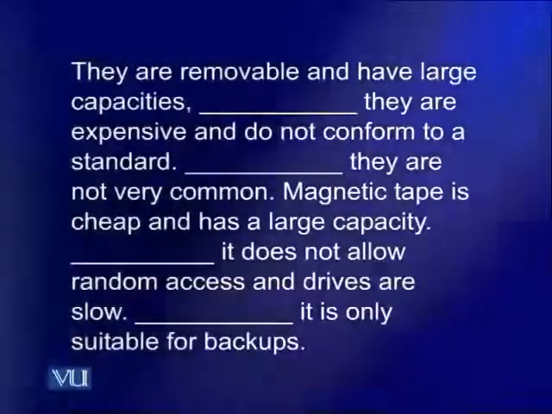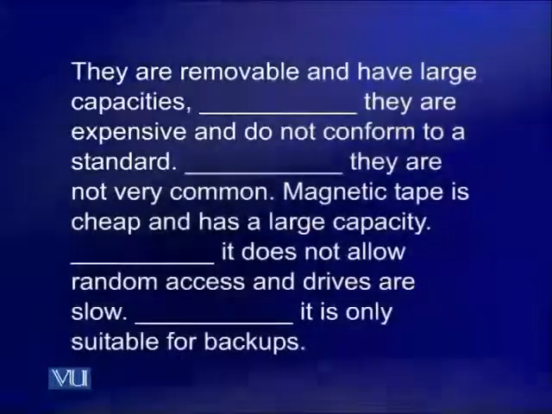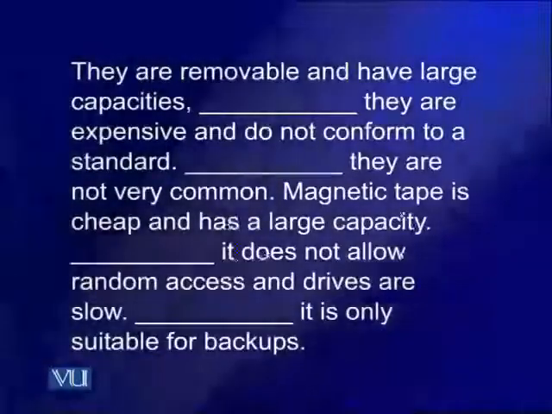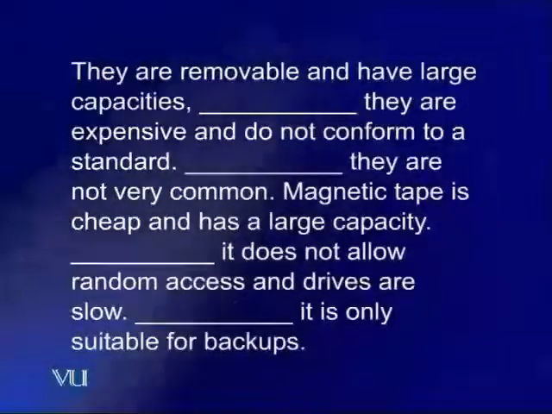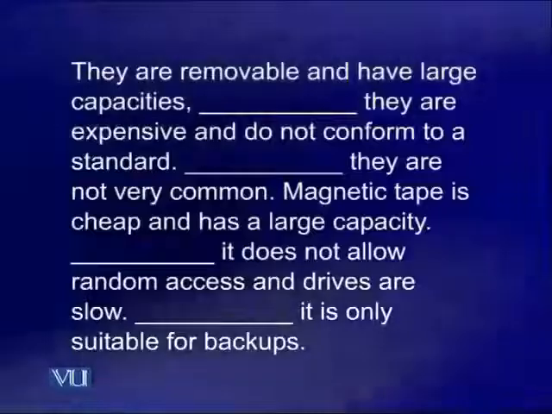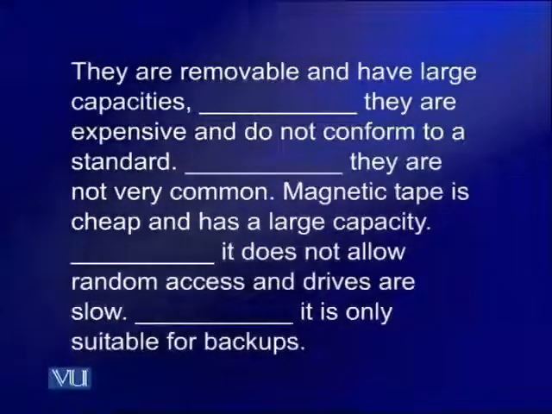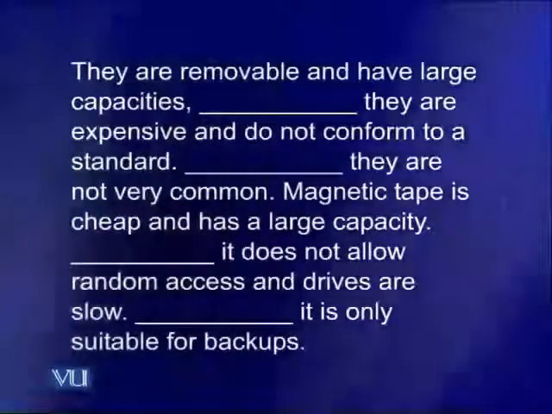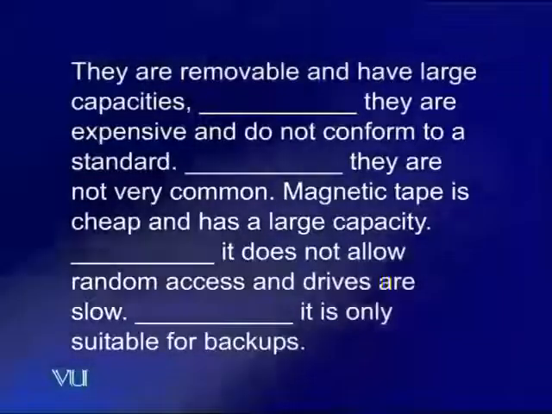Magnetic tape is cheap and has a large capacity. Dash, it does not allow random access and drives are slow. Dash, it is only suitable for backups. Now the first dash I have already supplied you with the word. The word is because. Because it does not allow random access and drives are slow. Dash, it is only suitable for backups. The correct word would be therefore, it is only suitable for backups.